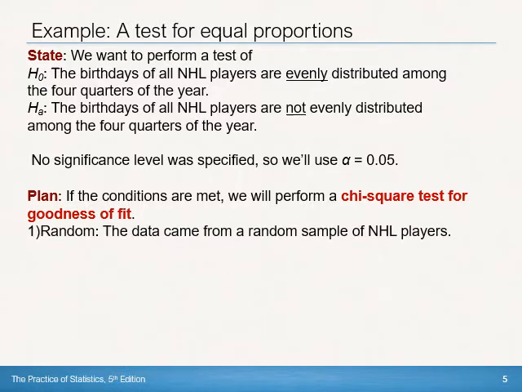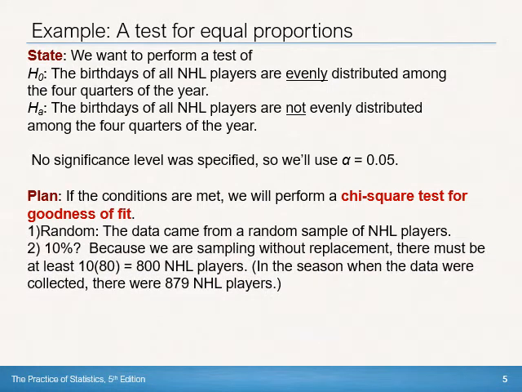The first one: yes, we randomly selected the players from the NHL. Number 2 is the 10% condition. We would have to assume that there are at least 800 players in the NHL, and in the year when this study was done, there were indeed 879. So that's good. And then the third is the large count condition.